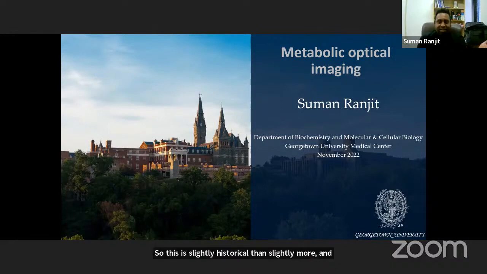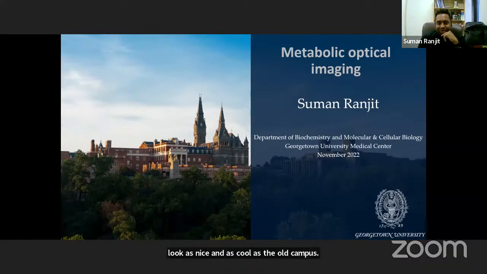So as Lionel mentioned, I'm in Georgetown. That's the main campus. I live on the opposite side of the campus, which is the medical center, which doesn't look as nice and as cool as the old campus does. But anyway, that's our picture.